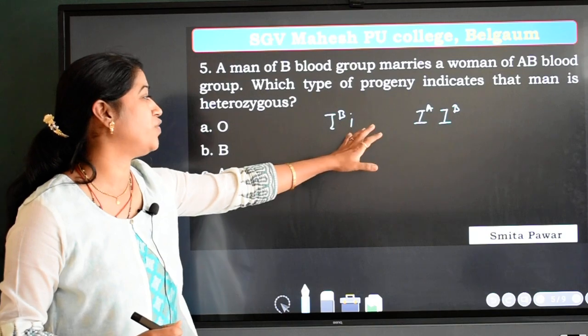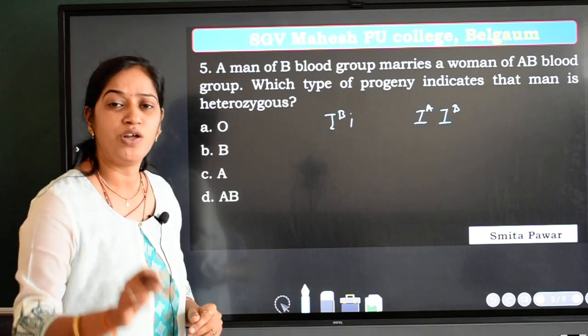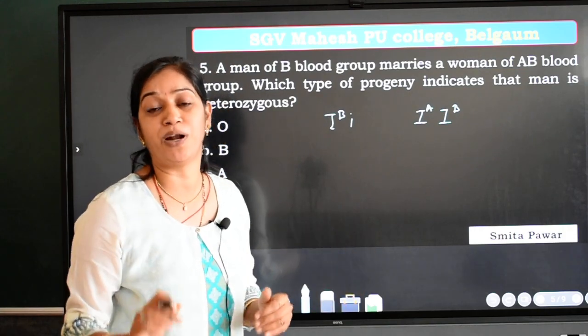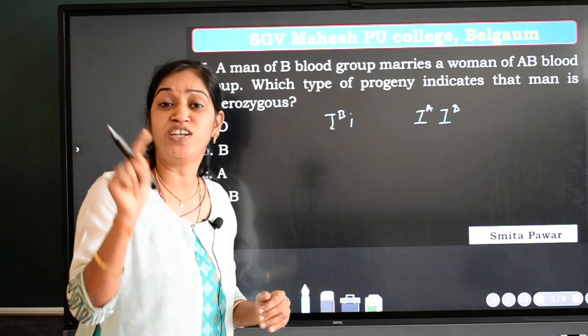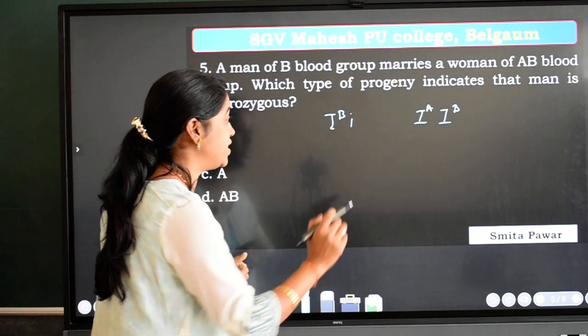Now in this condition, if you look at the options and at this arrangement, you come to know that some of the children will be 100% with the B blood group, but we have to find out the one blood group which will denote that the man is heterozygous. How can we find it out? I'll just show you.